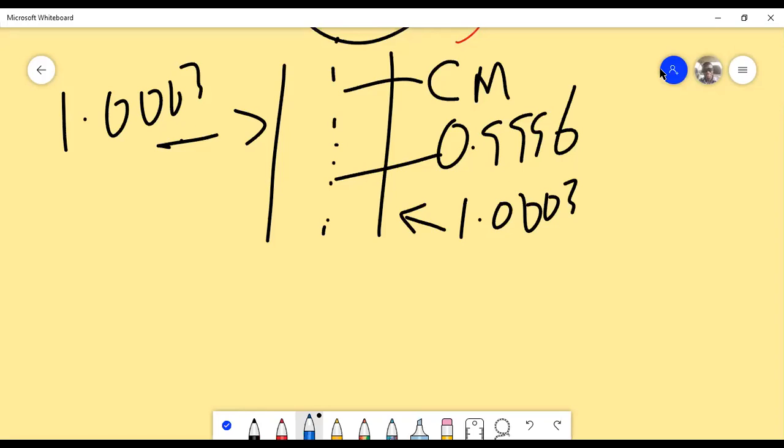Okay. Yes, Gotthold. Scale factor of 1. What does it mean?